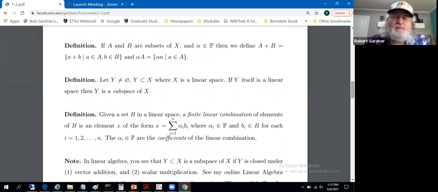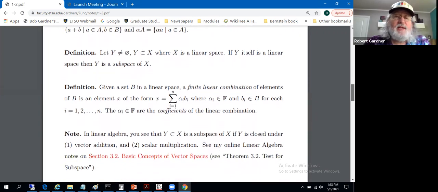Probably something you didn't explicitly do in sophomore linear algebra, because you probably didn't do a great deal of stuff with sets. I mean, sets are unavoidable in linear algebra, but you didn't emphasize it, I suspect. If we take Y, a non-empty subset of X, where X is a linear space, if Y itself is a linear space, then Y is called a subspace of space X. You've dealt with this in sophomore linear algebra.